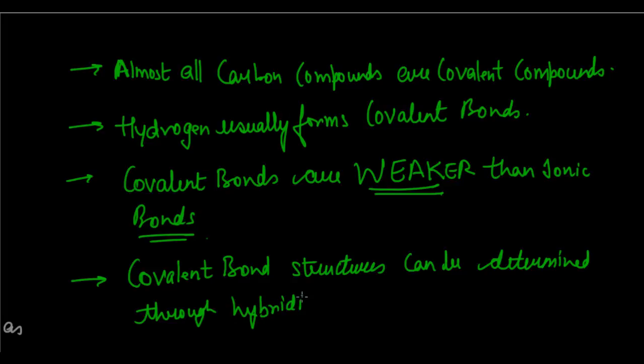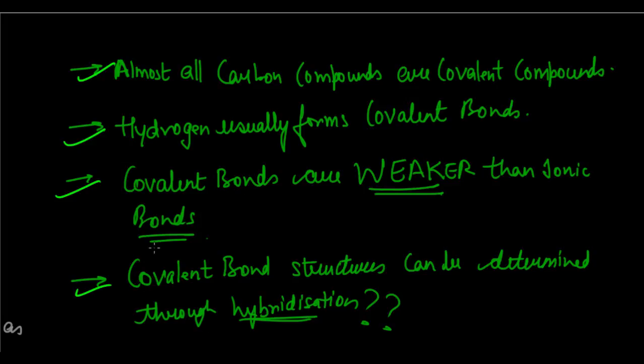Right? So, what is this hybridization? We will discuss hybridization in a separate series because it's a very vast topic. I'll take it up in a separate series. Okay, so these are some of the properties of covalent bonds. Almost all carbon compounds are covalent compounds. Hydrogen usually forms covalent bonds. Covalent bonds are weaker than ionic bonds, and covalent bond structures can be determined through hybridization.